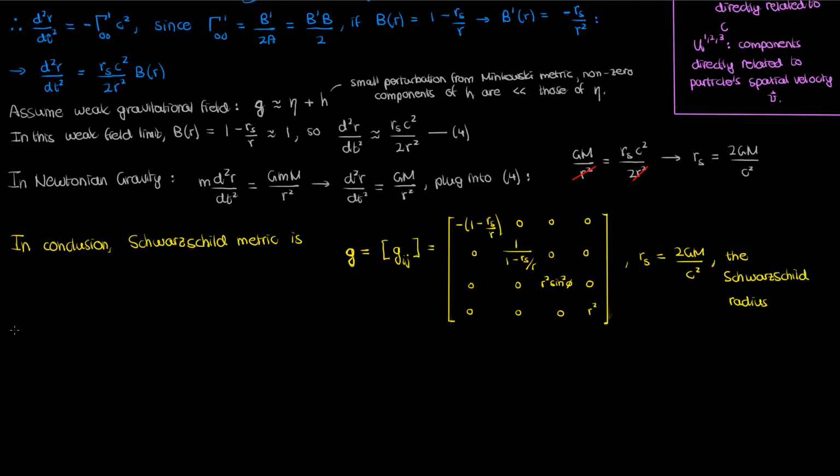Sometimes you'll see the metric written in the form of the line element ds squared, or the spacetime interval ds squared, which you use to calculate distances in spacetime. The Schwarzschild metric would then be incorporated into this line element as follows. Now, this ds squared equation is sometimes also called the Schwarzschild metric, but in reality, the metric refers to the metric tensor given by g. The ds squared is the line element.